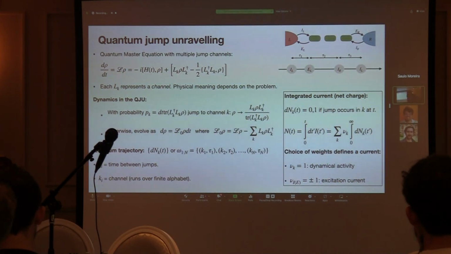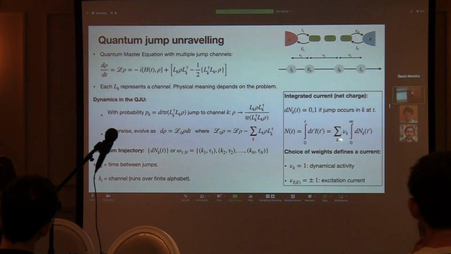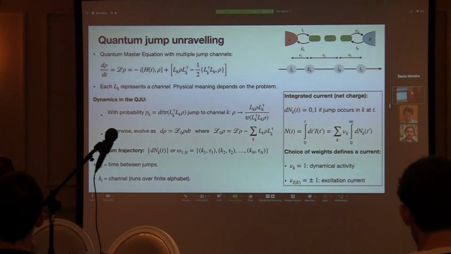The thing I'm going to be talking a lot about here is how to build currents out of this. I will define a current in general, or more precisely the charge, which is the integrated current, as just an integral of these increments. So this is a stochastic variable, right, for a given process. And it's a weighted sum of these dn_k with these quantities nu_k, where these nu_k are just numbers or weights that depend on the kind of physics that you're interested in.